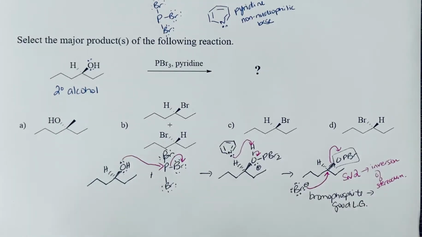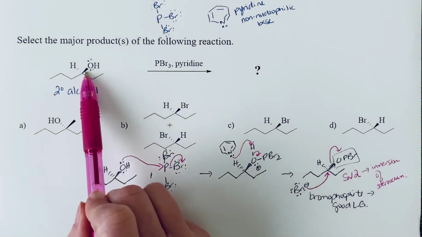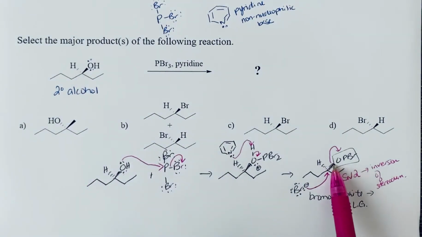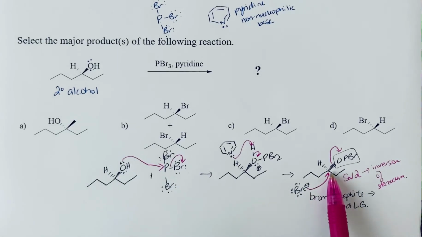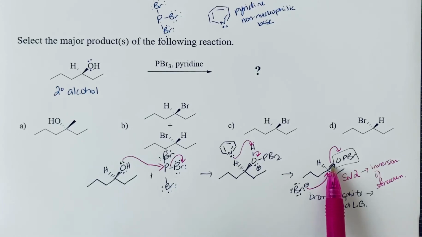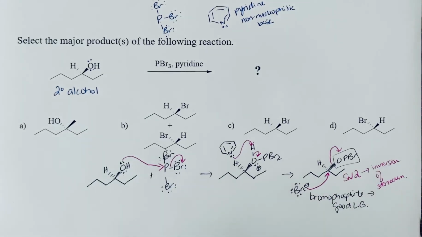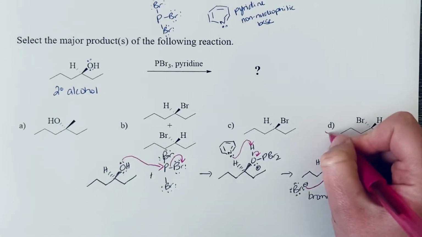So if we look at the starting alcohol, the alcohol was on a wedge bond, and it still was here because up until this point, nothing had happened to that carbon center. But in this last step, the bromide is going to attack from the side opposite that wedge, so we'll end up on a dashed bond, and so the answer is D.